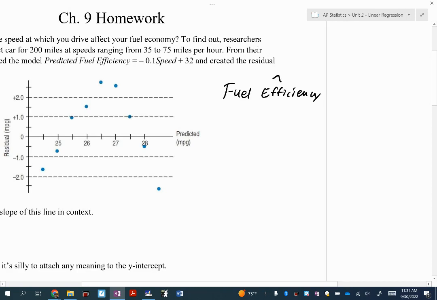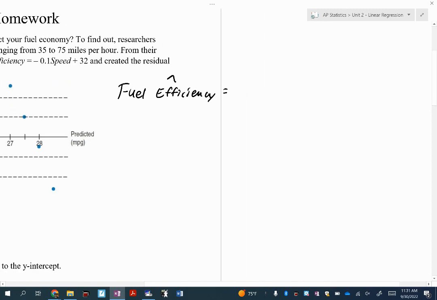hat. What's that? No. Okay. Was it just laggy? Yeah. Just a little bit laggy. No worries. 32 minus 0.1 times the speed.